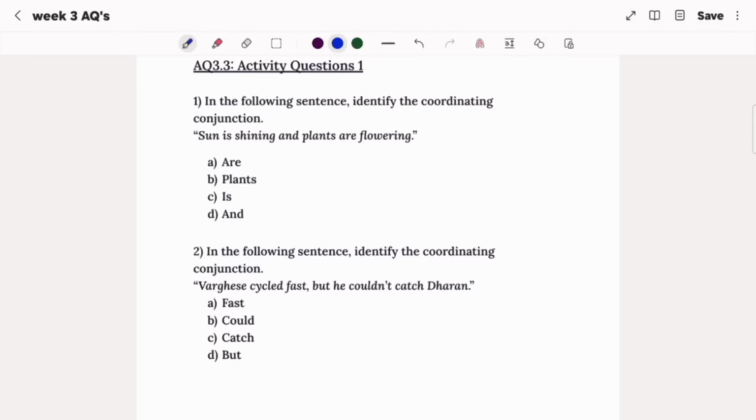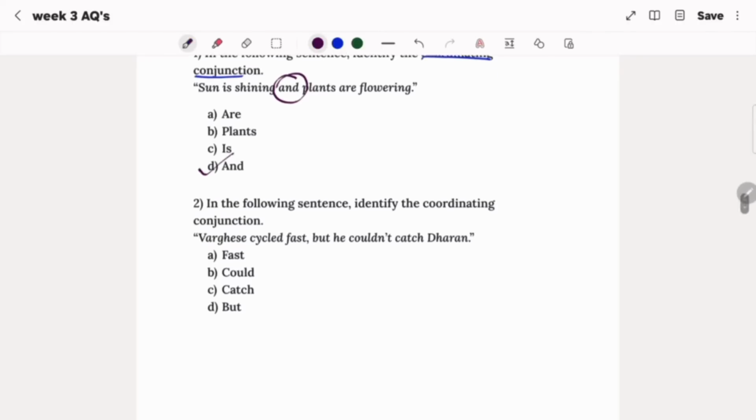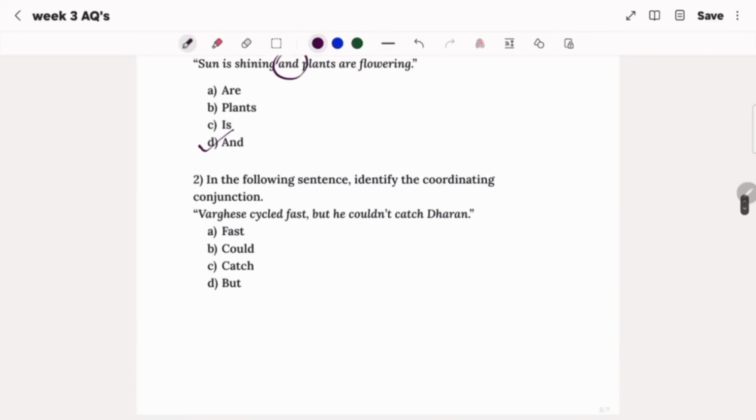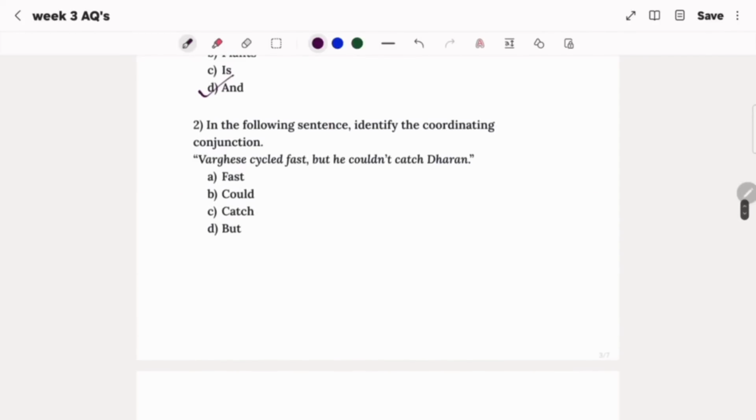In the following sentences, identify the coordinating conjunction. So it's very easy. The sun is shining and plants are flowering. "And" is the answer. It's the same for all the questions in this activity, okay?